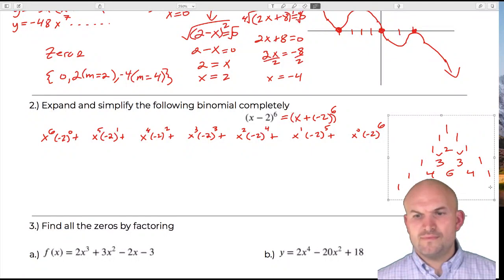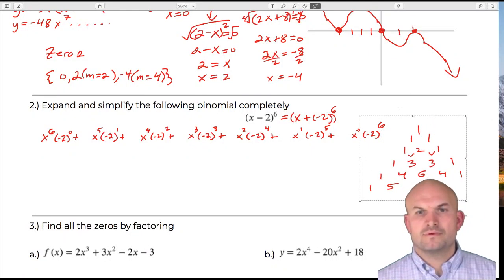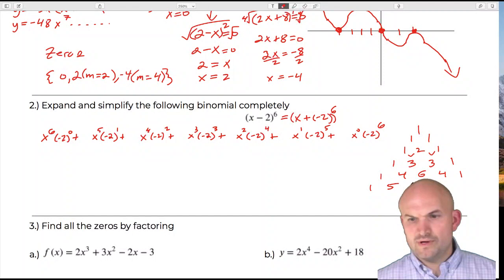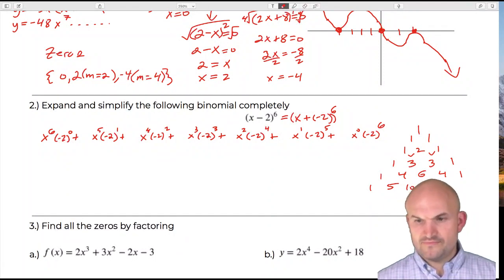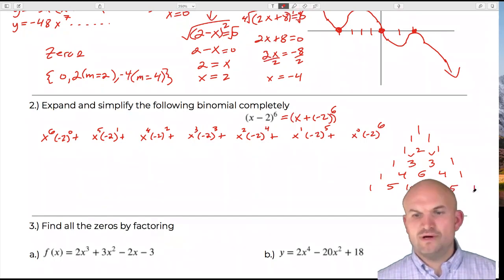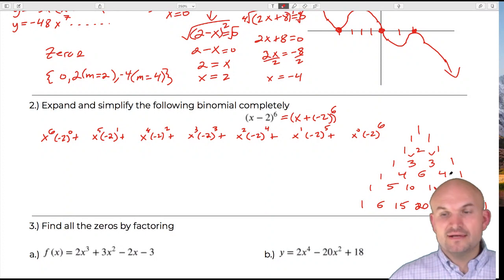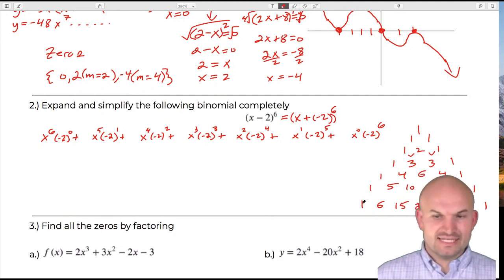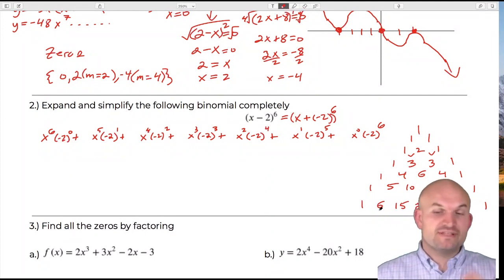Let's move this over. Okay, so 1, 5, 10. Oops, that's supposed to be a 10. 10, 5, 1, and then 1, 6, 15, 20, 15, 6, and 1. And I can stop here because what we discussed in class is the second term tells you the power of the expansion.